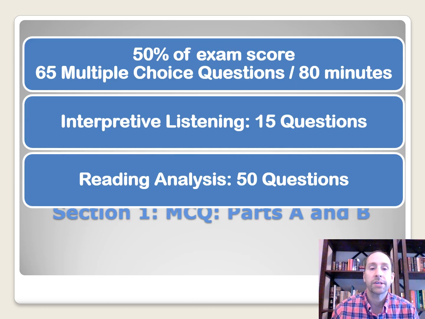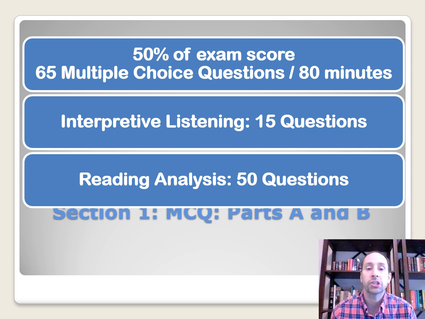Okay, so how is the exam broken down? There are 2 parts. The first part is multiple choice, and the second part is 4 essays of varying lengths, and we'll talk about that. But first, let's talk about the multiple choice section of the test. The first section makes up 50% of your exam score, and there are going to be 65 multiple choice questions, and you get 80 minutes to do it.